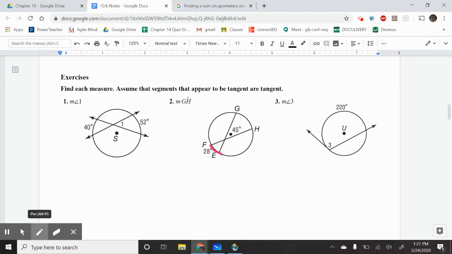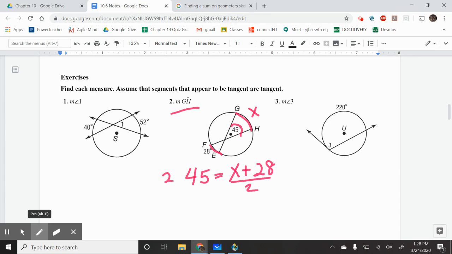So here we have 28 degrees FE. GH, we don't know. That's what we're looking for. So I'm going to call that x. And we have 45 here. Now you can go about this two different ways. I'm going to show you both ways to do it. One way is we know that the 45-degree angle is equal to x plus 28 divided by 2.